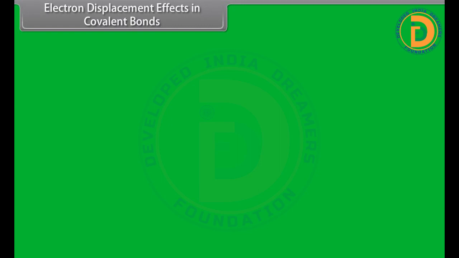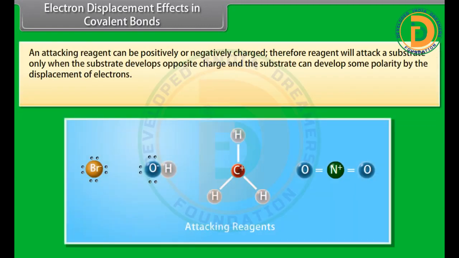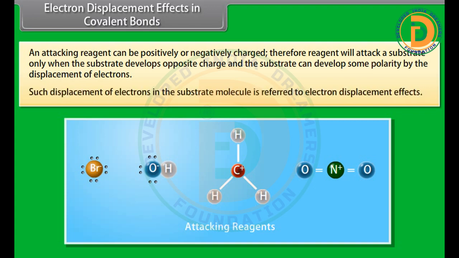Electron displacement effects in covalent bonds. An attacking reagent can be positively or negatively charged. Therefore, the reagent will attack a substrate only when the substrate develops an opposite charge, and the substrate can develop some polarity by the displacement of electrons. Such displacement of electrons in the substrate molecule is referred to as electron displacement effects.